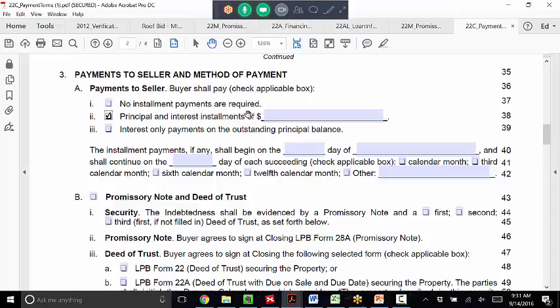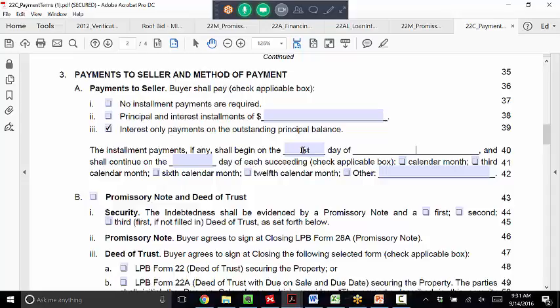Principal and interest payments. So you'd actually have to do an amortization calculation or interest only. All right? The installment payments, if any, shall begin on, now here's what's most common, the first day of, not the next first of the month that's coming, but the one after. All right? So let's say Doris, in my example, bought my house today on a contract.